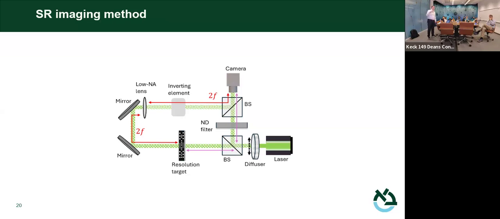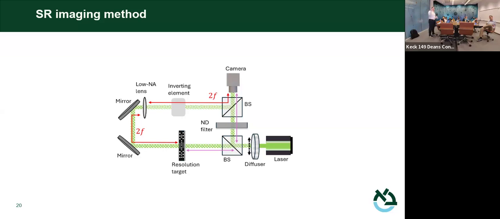So the scheme is rather simple. You have a CW laser. It illuminates a rotating diffuser, generating speckle patterns. And then that speckle pattern is split on a beam splitter. One part goes to our object, which is a resolution target, and is imaged by a low numerical aperture lens or low resolution imaging system onto the camera. The other arm is just a reference arm taking the illuminating speckle pattern directly to the camera. So basically you have on the camera an interference of the low resolution image with the illuminating pattern.